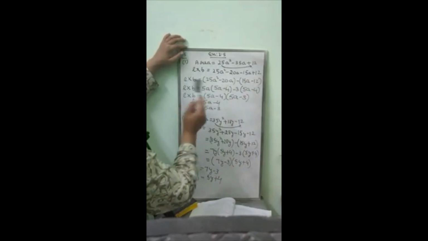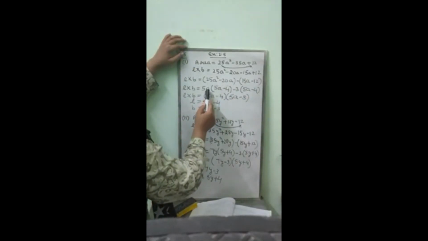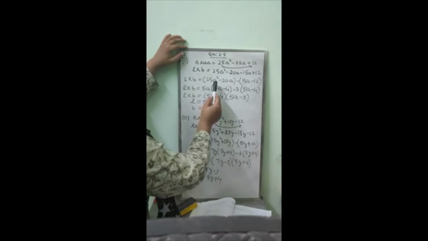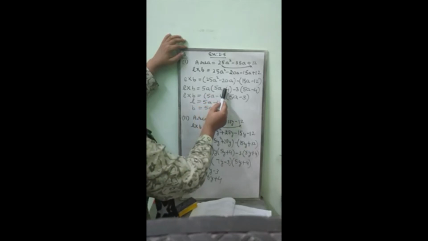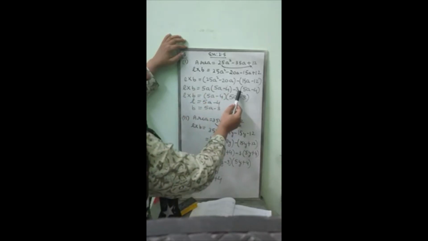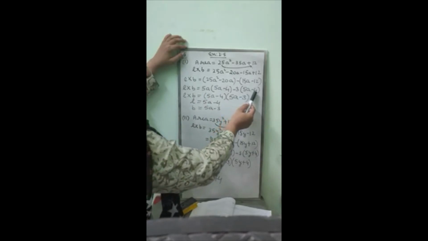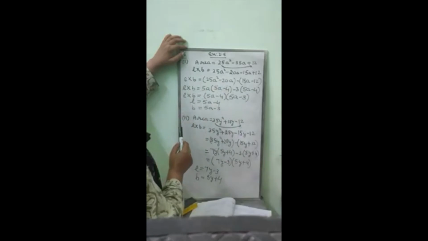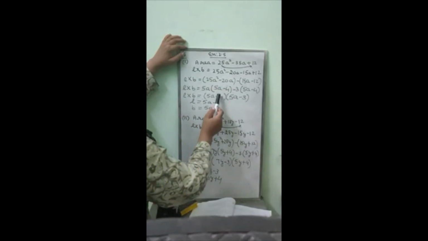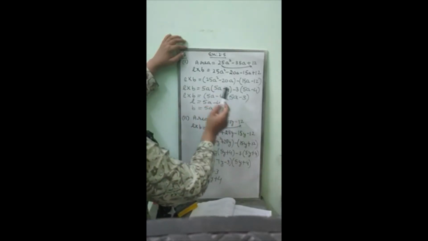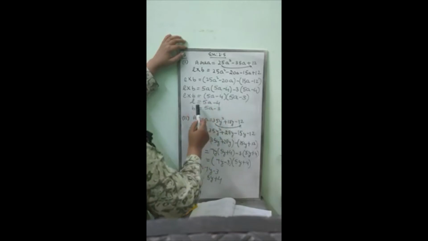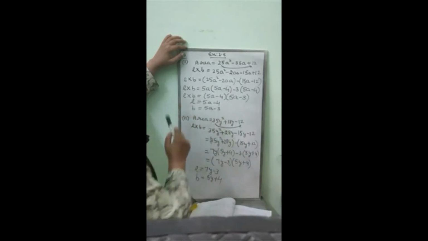Here length into breadth is as it is. 5a is the HCF of this bracket. Inside the bracket you will get 5a minus 4. In this bracket HCF is 3. When 3 comes outside, you will get 5a minus 4 inside the bracket. So your two factors are (5a minus 4) into (5a minus 3). Length is 5a minus 4 and breadth is 5a minus 3 when you do the comparison.